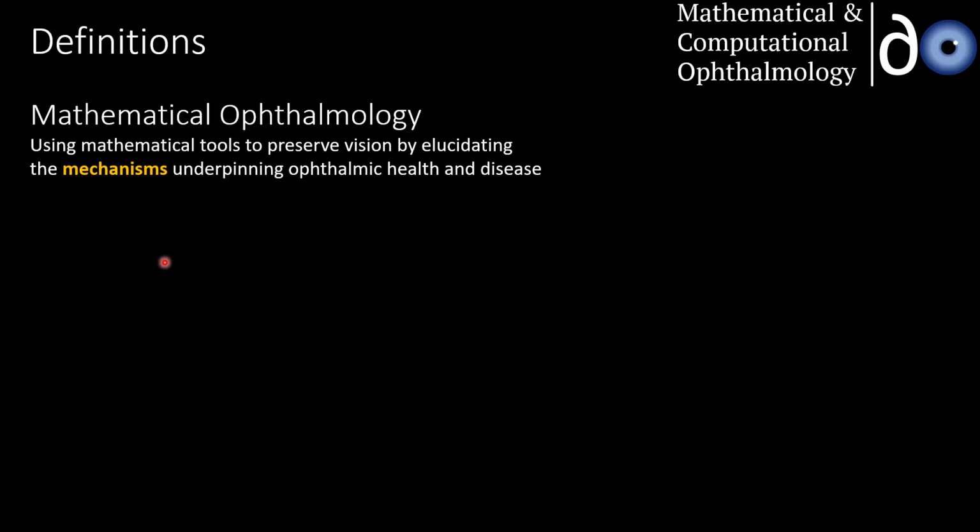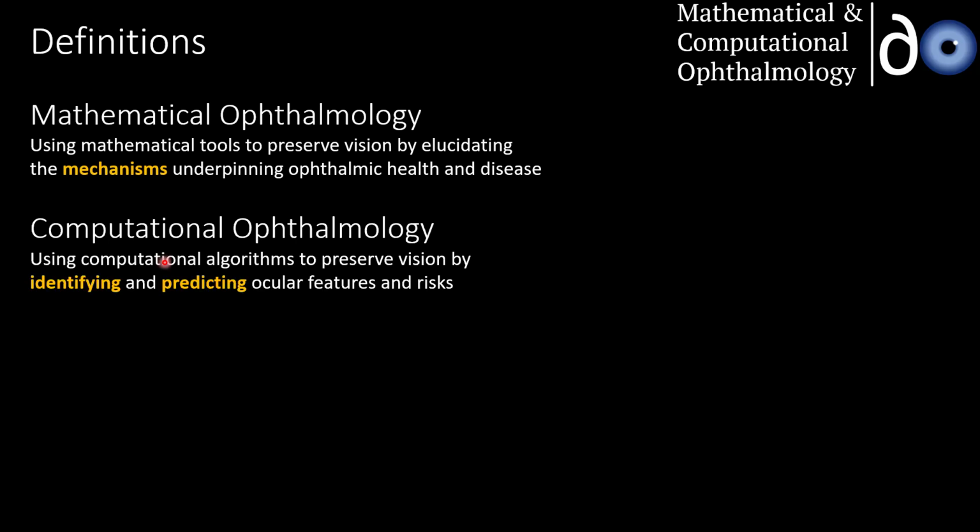The sorts of tools I'm talking about here are things like differential equations, models, ordinary or partial differential equations, or stochastic type approaches, but things that are basically getting at describing the underlying mechanisms that determine how the eye functions in health or disease, and then letting the behaviors that you see in the clinic or in experiments emerge from that.